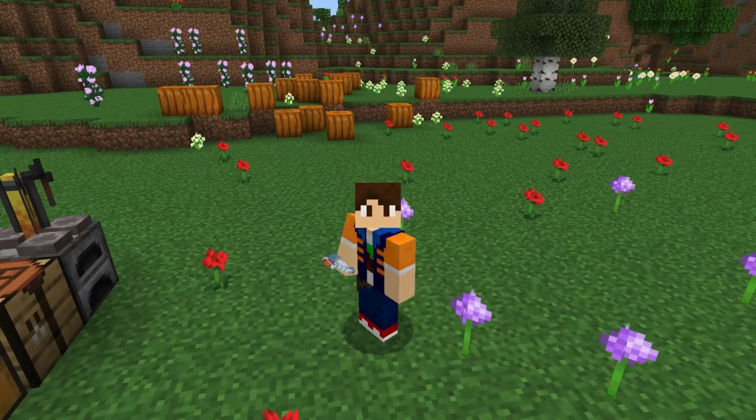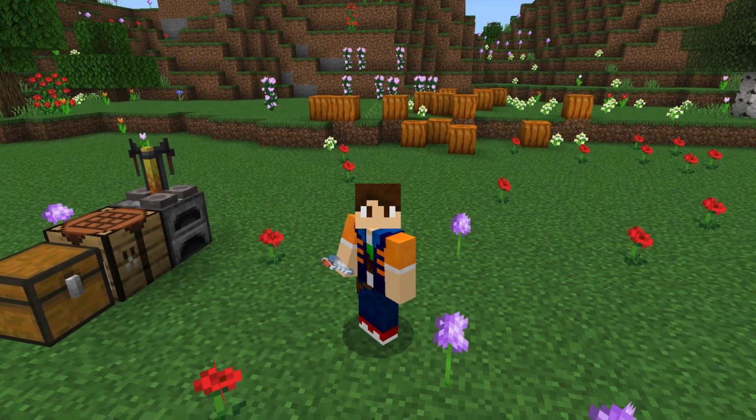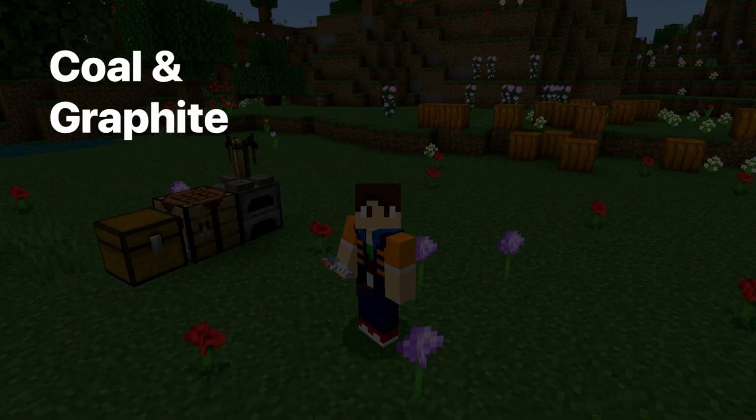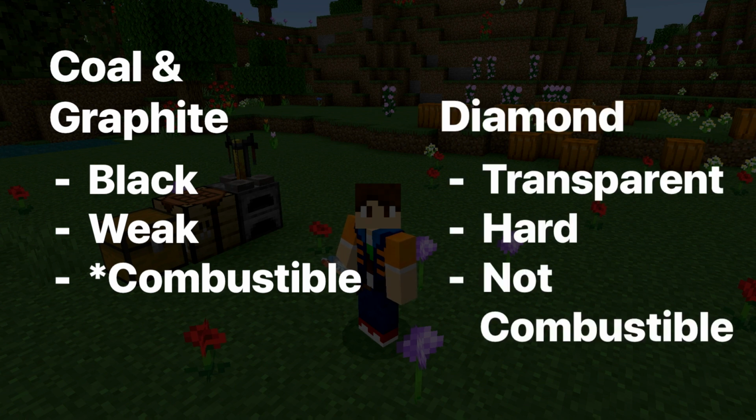Okay, so let's take carbon allotropes for example. Ever wonder why they say you can make a diamond from a piece of coal if you press it hard enough? See, both diamond and coal are made of pure elemental carbon, but what sets them apart is their different structures. And because of that different structure, it also gives different properties to the allotrope, which explains why carbon allotropes like coal and graphite are black, weak, and flammable, while diamonds are more transparent, harder, and heat resistant.